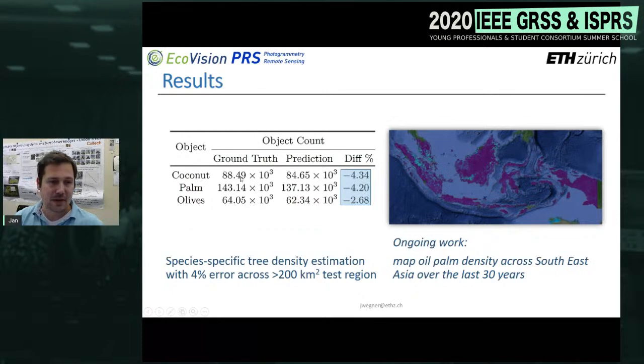Our data set had almost 90,000 coconut trees and more than 140,000 oil palm trees, and we could count those trees with a difference of 4%. So we got very close. And we did this for a test region bigger than 200 square kilometers. At the moment, we are scaling this up. This is a first sneak peek to some new results that will come out and will be submitted for review soon. We want to do these palm oil density maps now for whole Southeast Asia, and then also compare and track over time how this changed over the years.